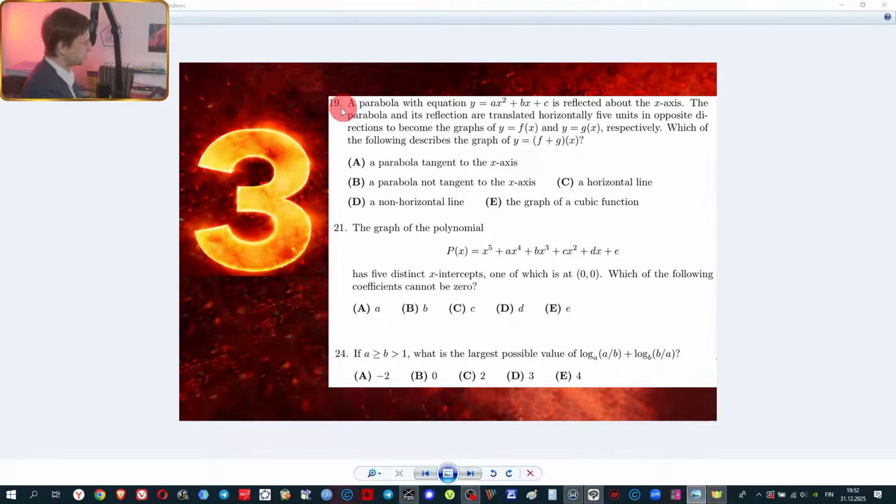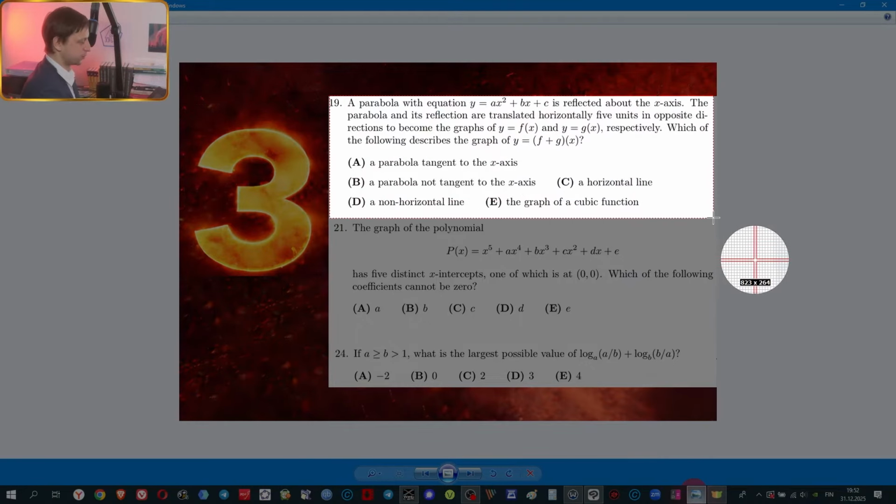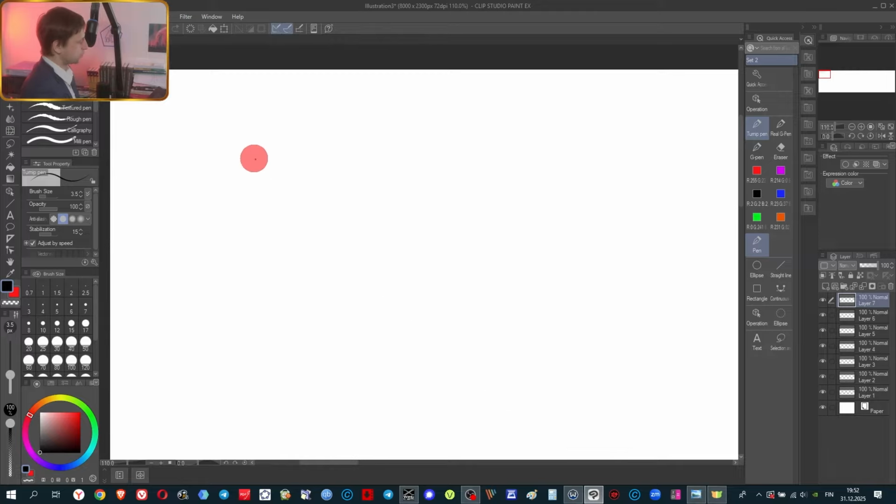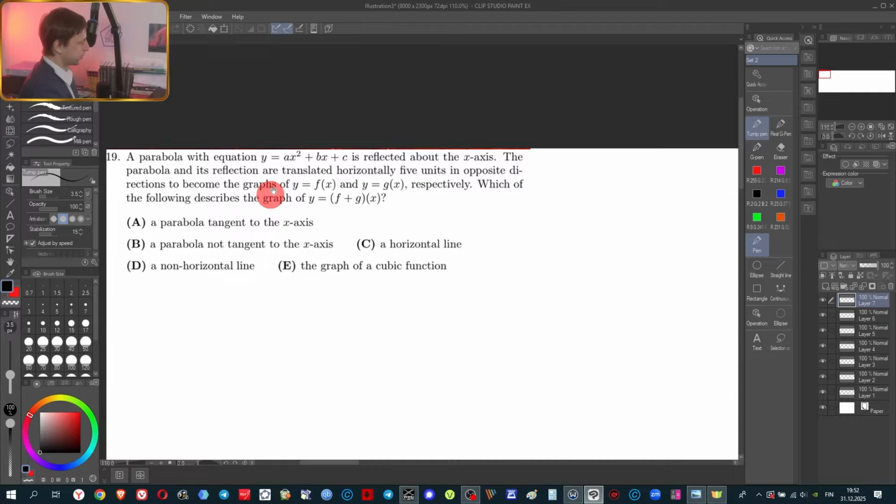Okay, let's solve several advanced AMC problems. We'll start from problem 19. So we have a parabola with an equation, the typical equation for a parabola, ax squared plus bx plus c, and it is reflected about the x-axis. The parabola and its reflection are translated horizontally 5 units in opposite directions to become graphs f of x and g of x.